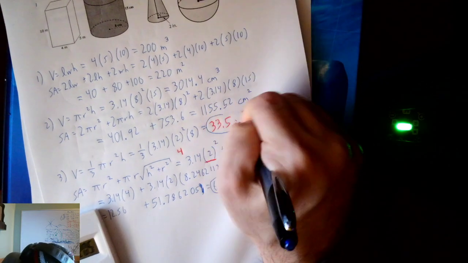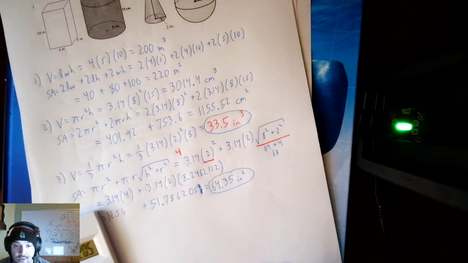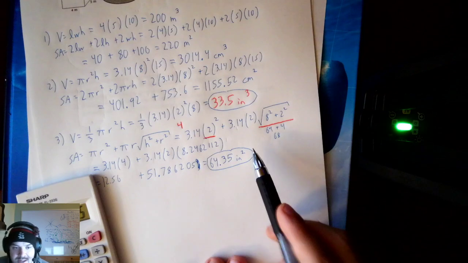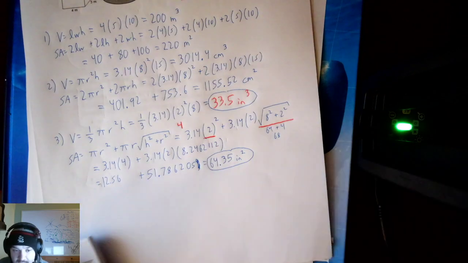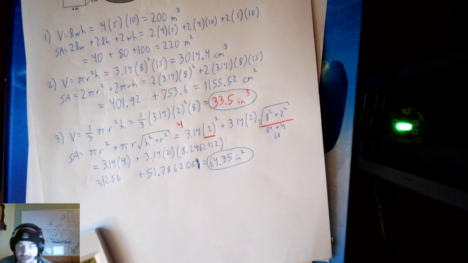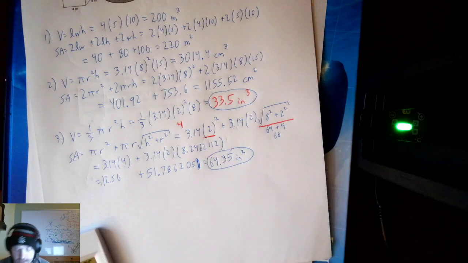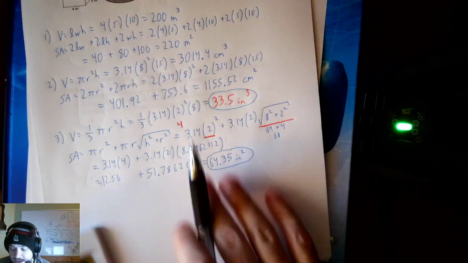And this was the volume for my cone. Notice the cones are a little bit trickier, right? The formulas take a few steps to work through, but you always want to do your square root first. Figure out what's going on inside the square root first. Now let's go to our last one.